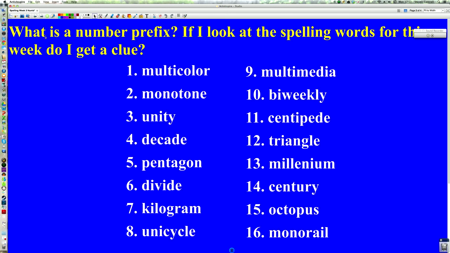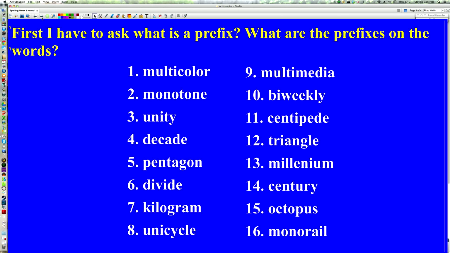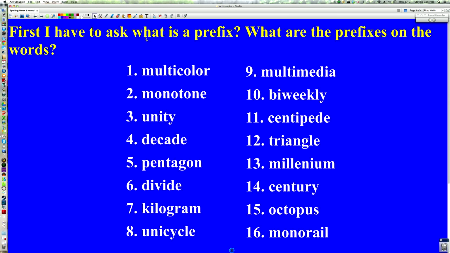So, what is a number prefix? If I look at the spelling words for a clue, can I figure out what the number prefix is? If you remember what a prefix is, you can. I think it'll help you out a lot. So, what is a prefix? What's a prefix on a word? We talked about suffixes, we talk about prefixes. We talk about these parts of a word.